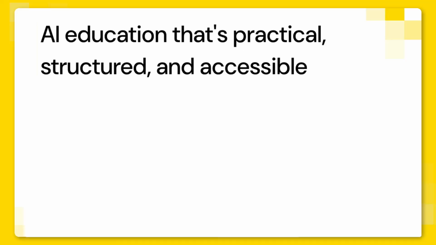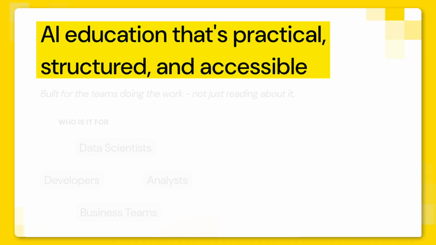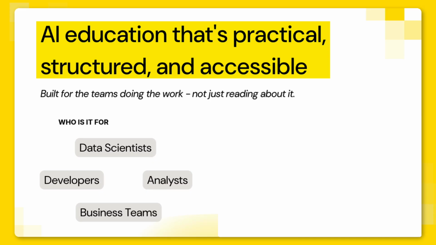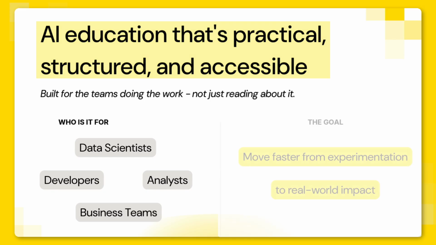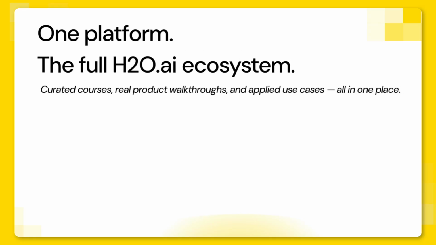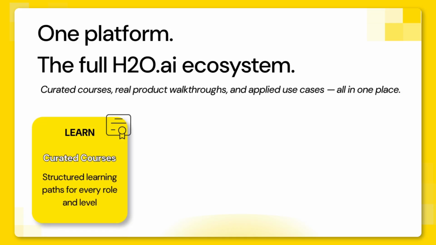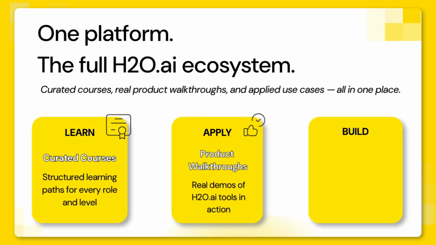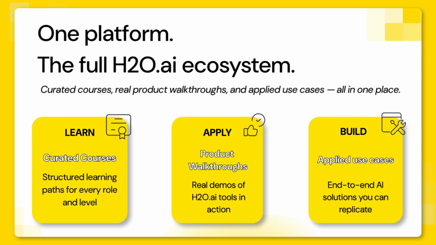That's why H2O.ai University was created, to make AI education practical, structured, and accessible, so data scientists, developers, analysts, and business teams can move faster from experimentation to real-world impact. Through a combination of curated courses, real product walkthroughs, and applied use cases, the platform helps these teams understand how to effectively use the H2O.ai ecosystem to design, build, and deploy AI solutions.